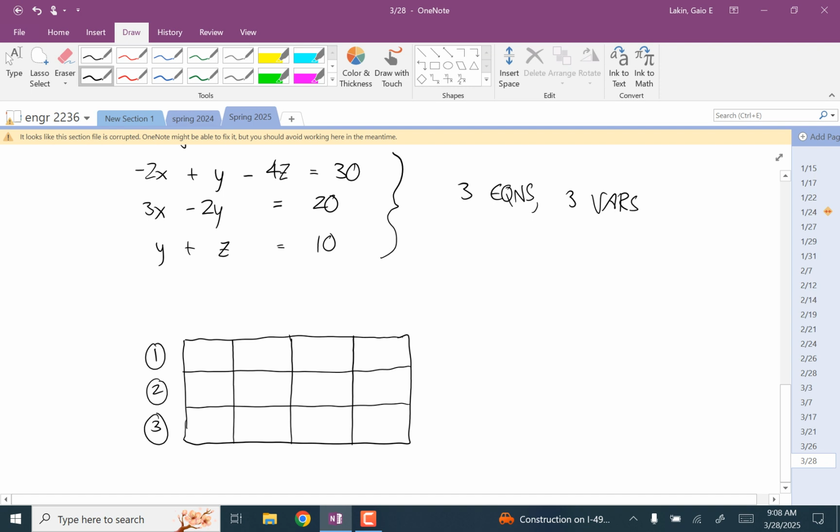We have to choose an order. Everyone choosing an order here would choose the same order, X, Y, Z, because of alphabetization. But you don't have to. We could do Z, Y, X, or whatever. You could do any order you want, but I'm going to do X's, Y's, Z's, and then this last one represents the constants.